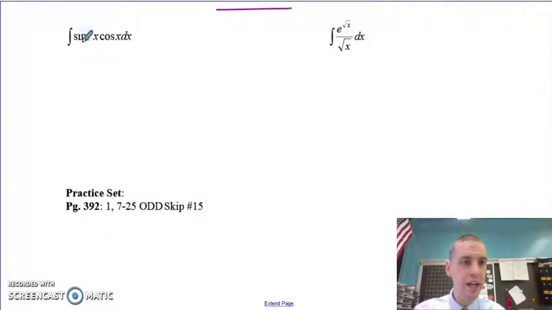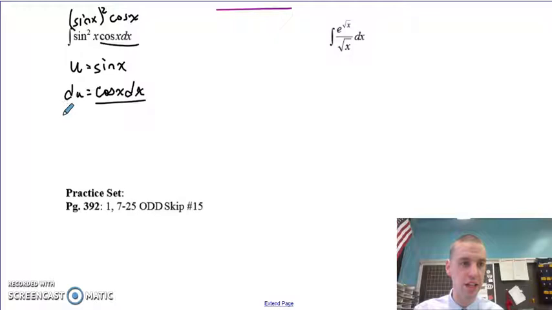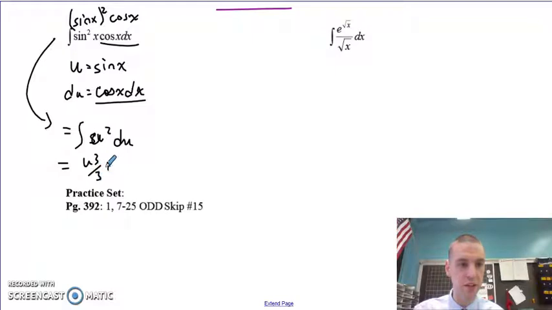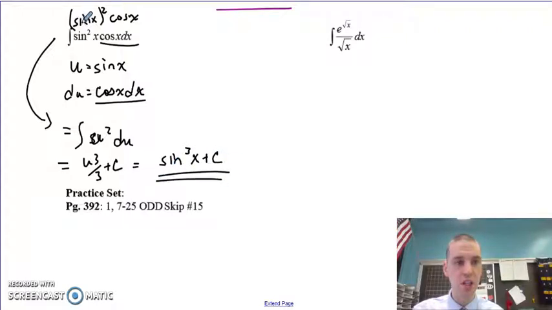Done. And the last one, because we can rewrite this as something squared times cosine x, we know that u we will want to be sine x, which means du will be cosine x dx. Why is that nice? Look at that, cosine x dx right there. So we can rewrite this as the integral of u squared du. And look at that, it's just u cubed over 3 plus c, which we then know is sine cubed x plus c. Knowing here that the u was sine x and we didn't have to divide by anything, which is nice.